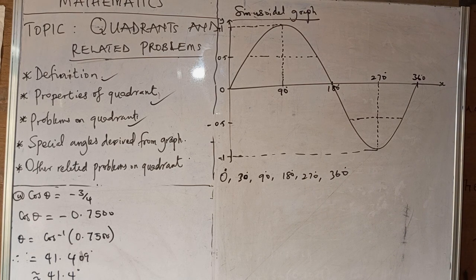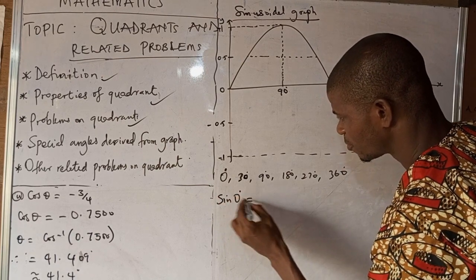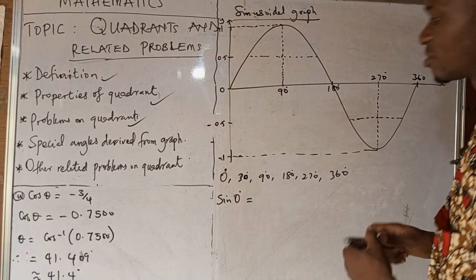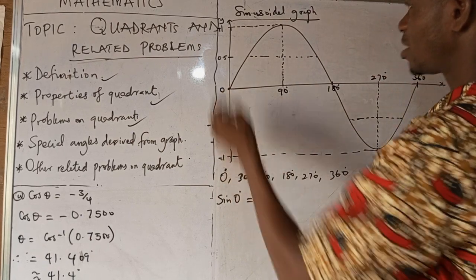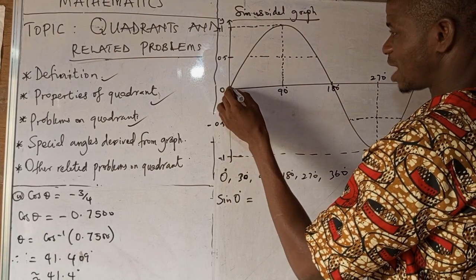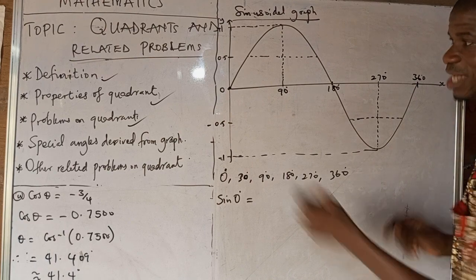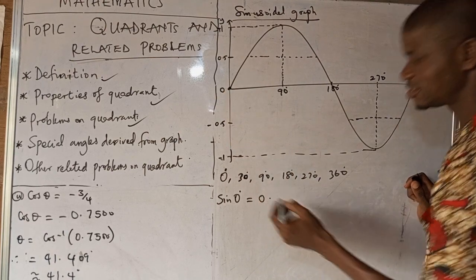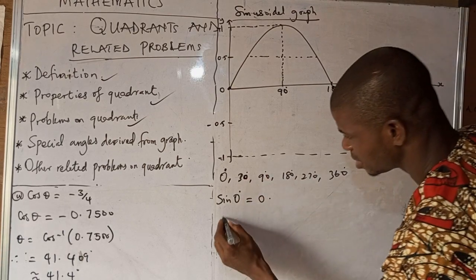So from what you have here, sine 0. Look at the graph here. At 0, remember this is my y and this is my x. So at 0, has anything happened there? Of course not. That is why sine 0 still remains 0 degrees. So let's go to the next one, sine 30 degrees.